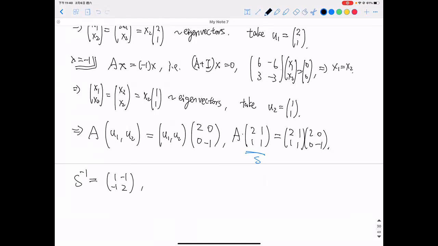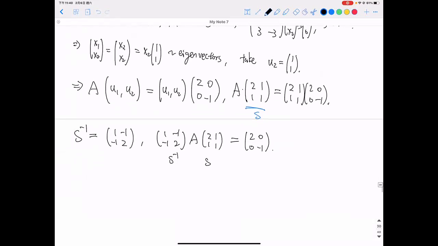And now what this is saying is that 1, minus 1, minus 1, 2, times A, this is S inverse, and then times S, which is 2, 1, 1, 1, is equal to the diagonal matrix 2, 0, 0, minus 1. Now suppose I want to compute a power of A.